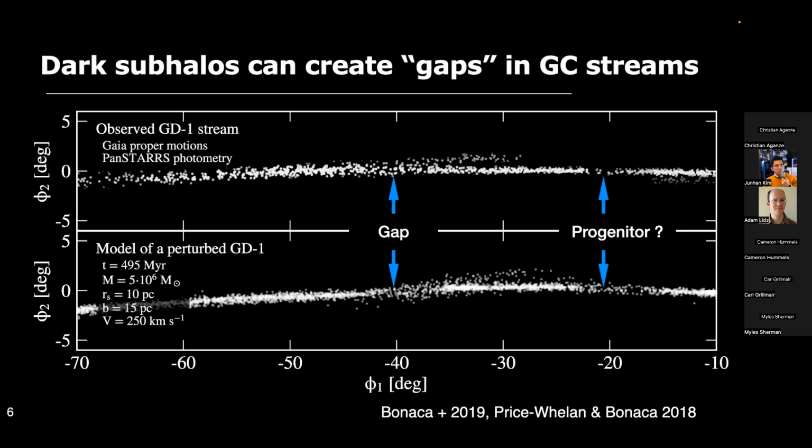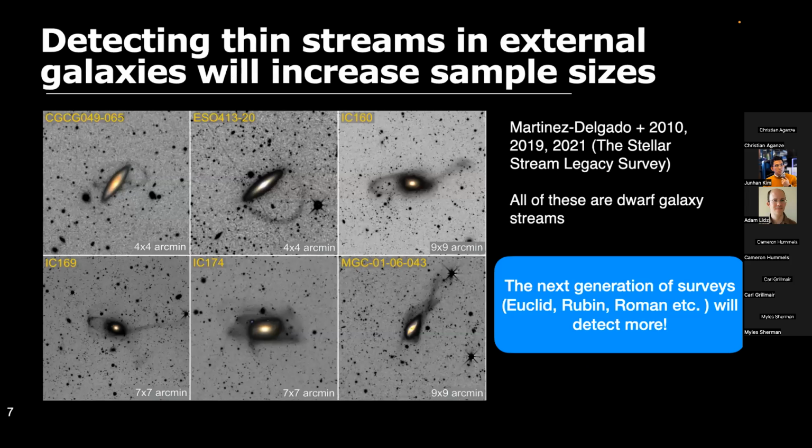So we know at least this is true for GD1, and then there's another stream called Palomar 5 that people have tried to also look at for under density in the stream. Most of these are really under density and weird looking features. So we want to increase the sample size of this, for instance, by looking at external galaxies, because the Milky Way only has 100, so we want to see more.